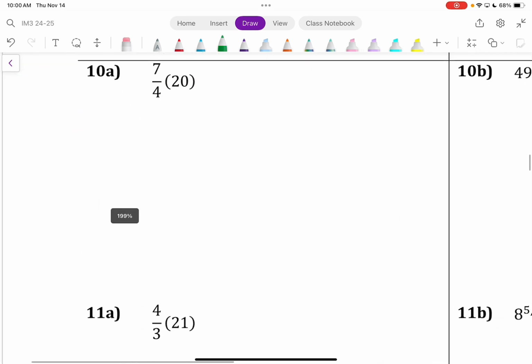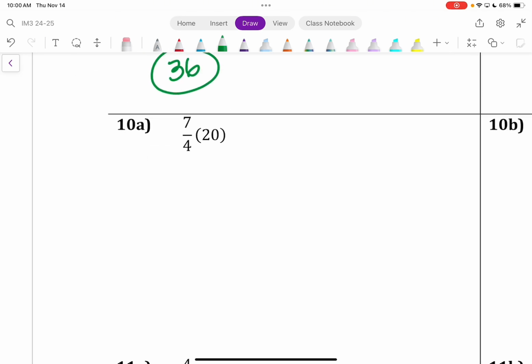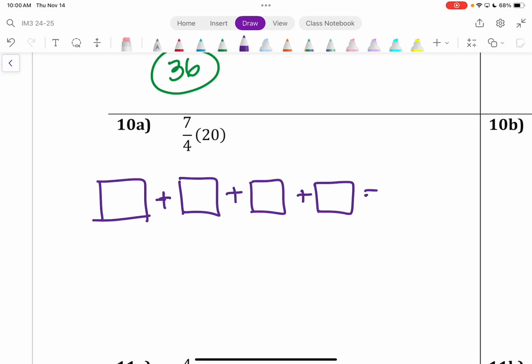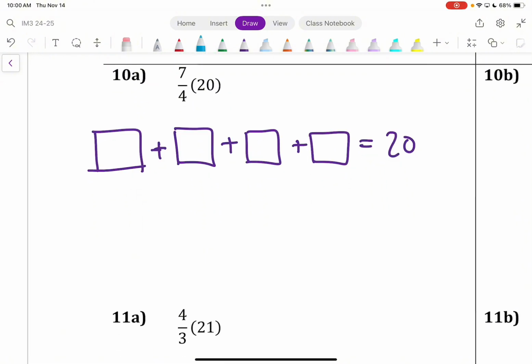So let me show you 10a. 10a. 7/4 of 20. So now we have an improper fraction. So I have more than I need now, or I need more than I have. So I need this split into fourths to get 20. How much should I have in each group if I have 20 split into 4 evenly? 5.